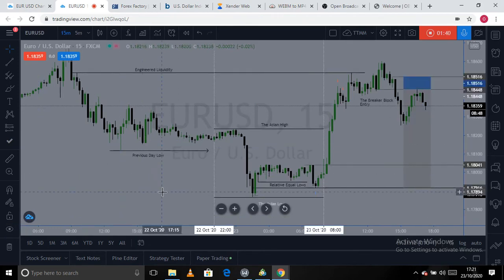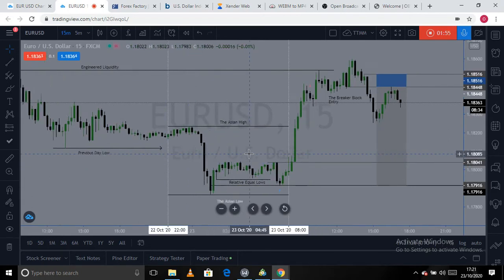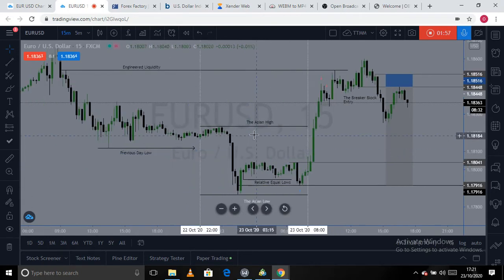Now we can see, let's start from here. This was the previous day low. Once we took out the previous day low, there is bearishness. Considering the Asian range is actually important, it more or less always tells us the direction of the London or whatever. So we saw the open and the close of the Asian range.